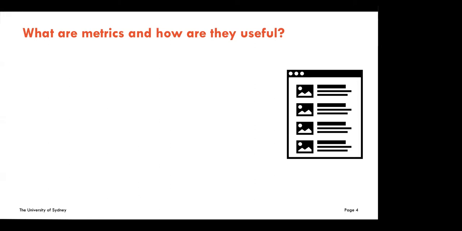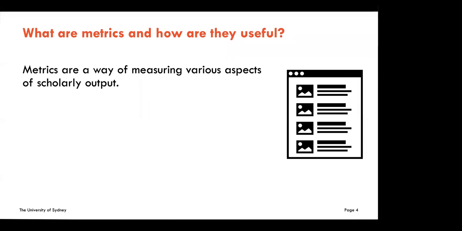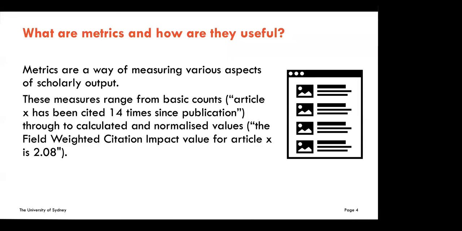Anyway, what are metrics and how are they useful? They're basically just a way of measuring aspects of your scholarly output. There's the straight counts, so an article has been cited a certain number of times. And then there are the ones that involve calculations and various normalization being applied to them.